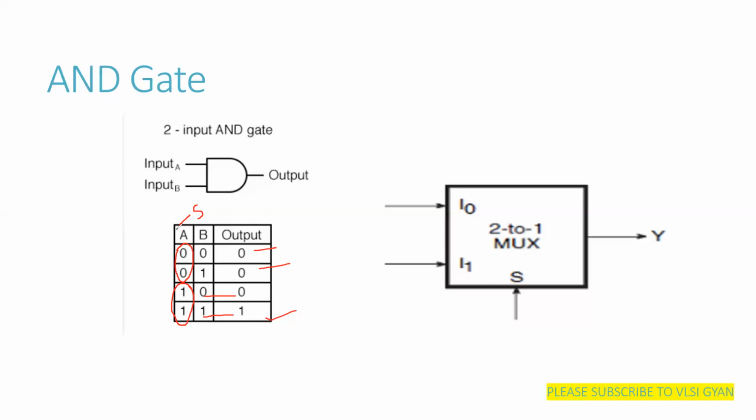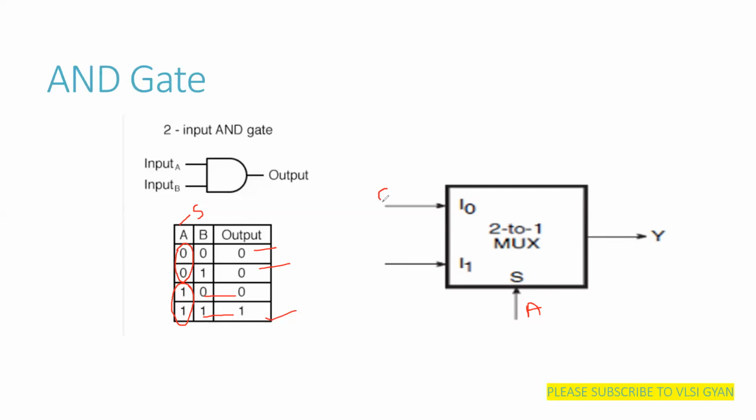So this is how we are going to implement it. What we have done here is we are considering A as our select line, so I will tie my A to the select line. Now when A is 0, my output always remains 0. We know that when A, the select line, is 0, it will consider I0 and pass that value to Y. So what is the value?